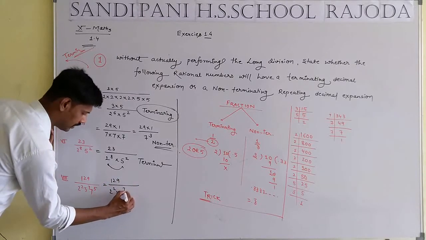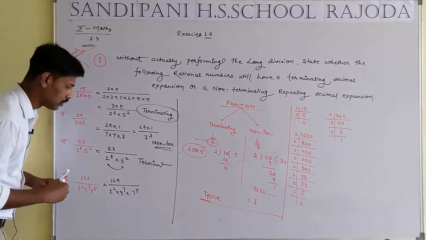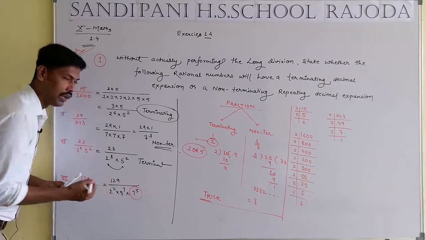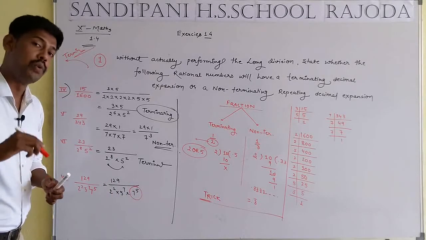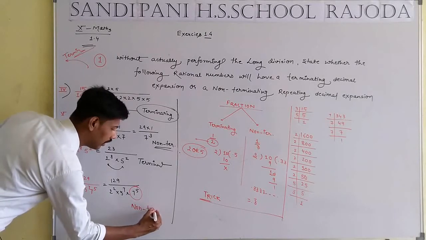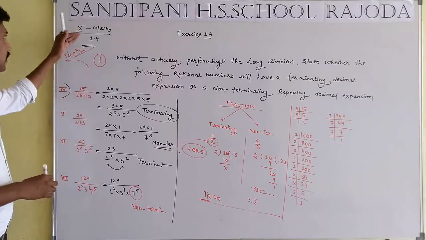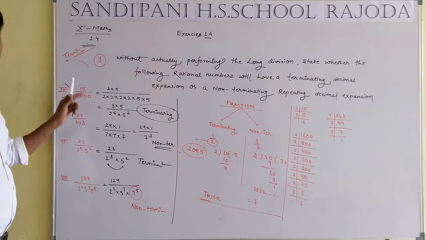Finally, the last one is 129 whole by 2 to the power 2 into 5 to the power 7 into 7 to the power 5. Just because of 7 to the power 5, a number other than 2 and 5, it is known as non-terminating. I hope students you are getting all the proper solutions of exercise number 1.4, question number first.